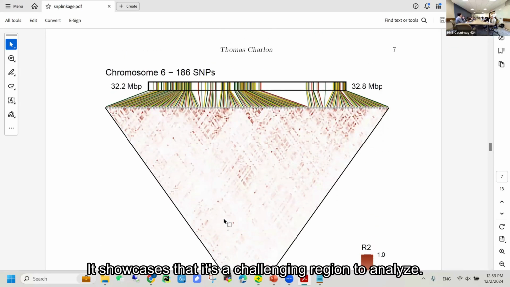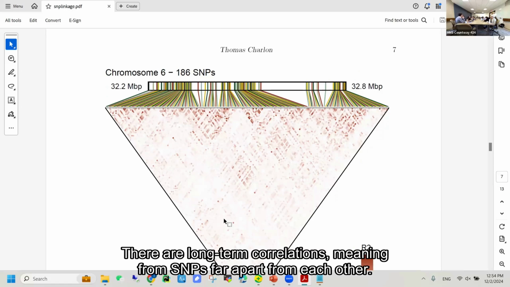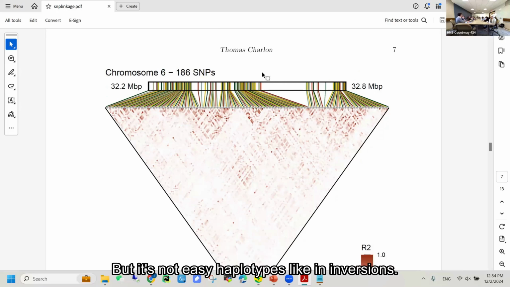It showcases that it's a challenging region to analyze. There are long-range correlations, meaning from SNPs far apart from each other, but they're not easy haplotypes like in the inversion.